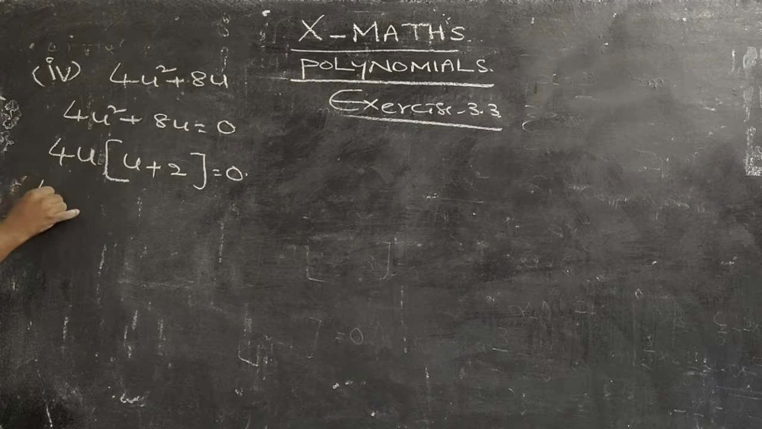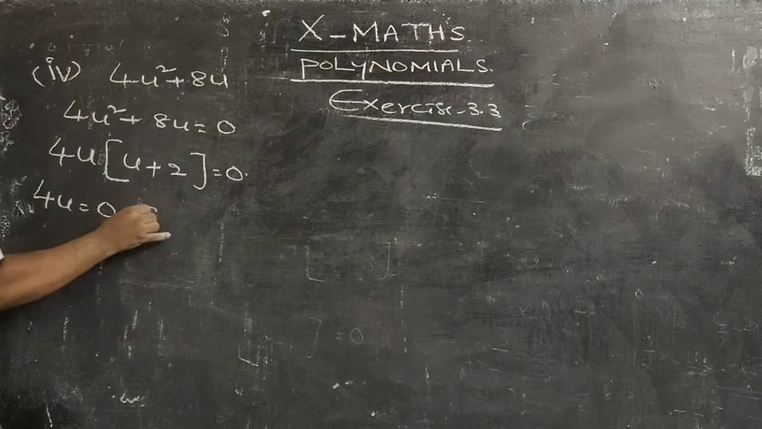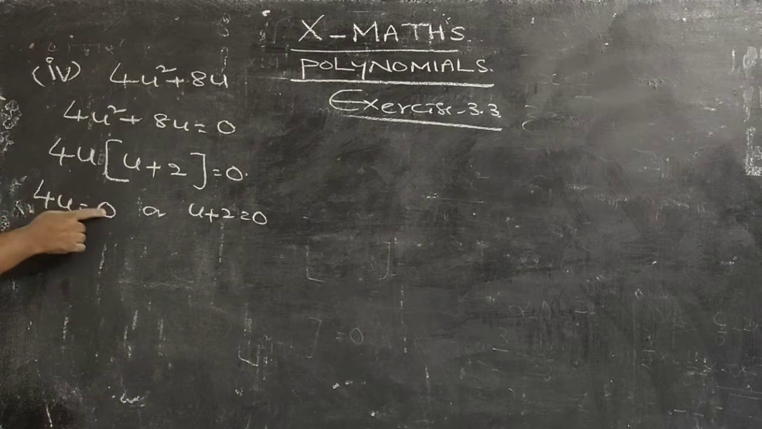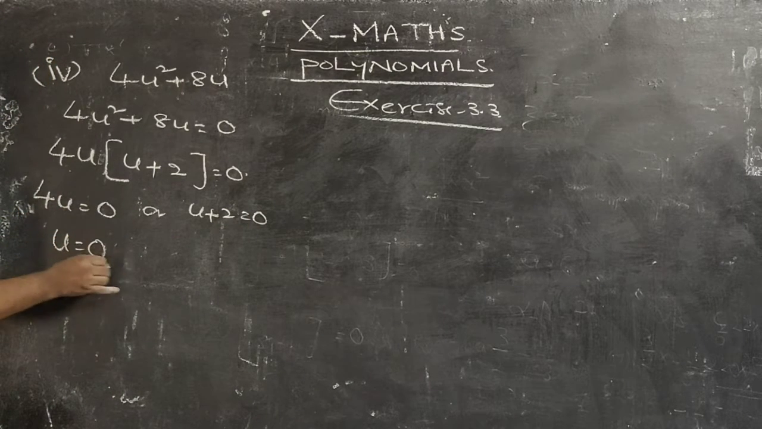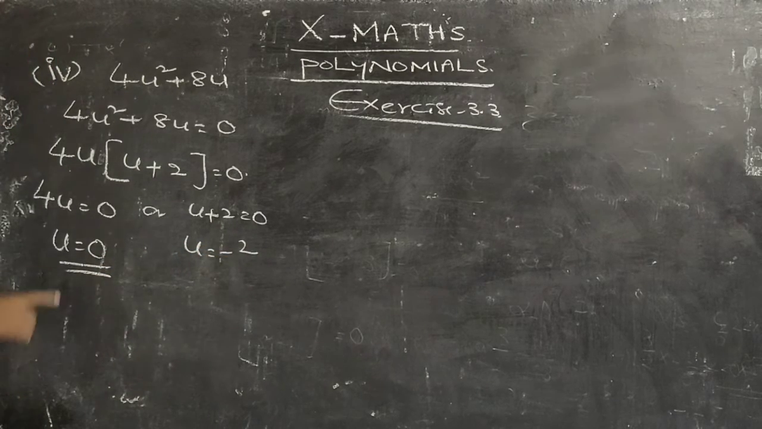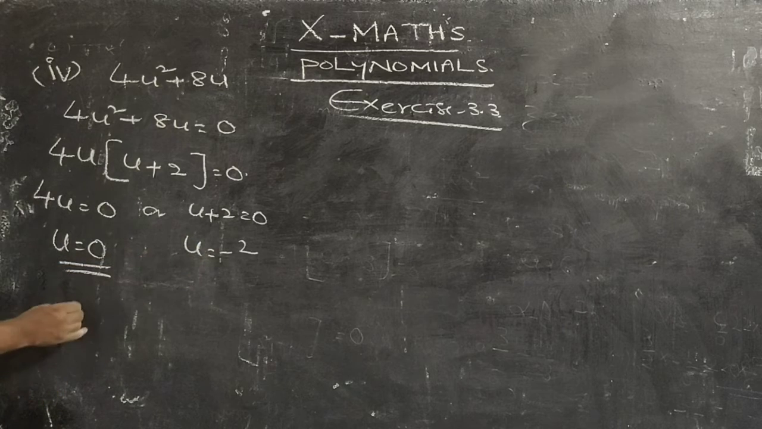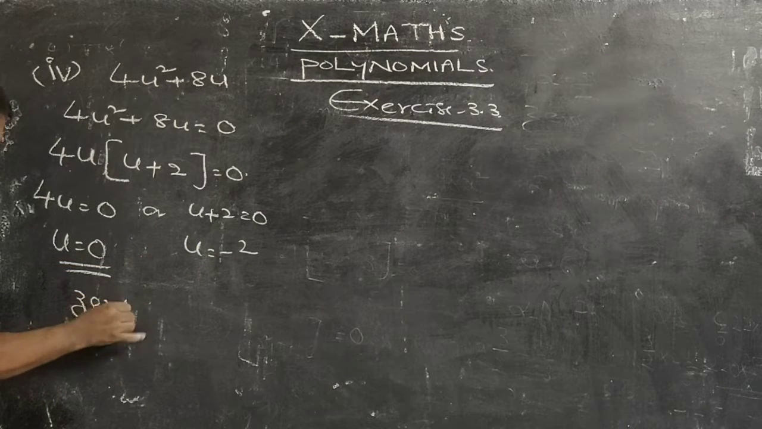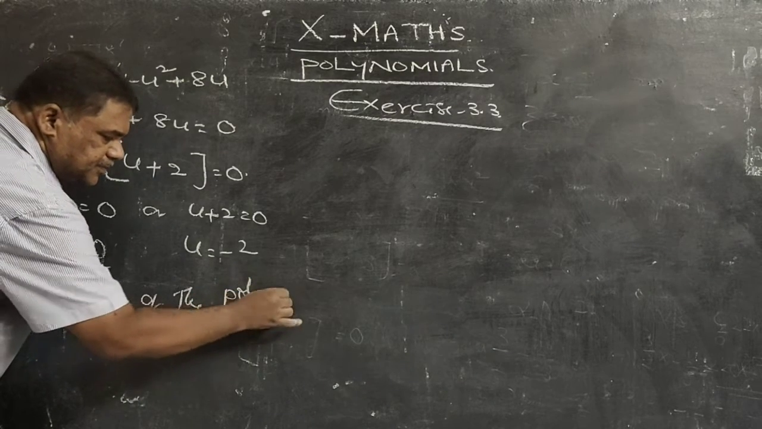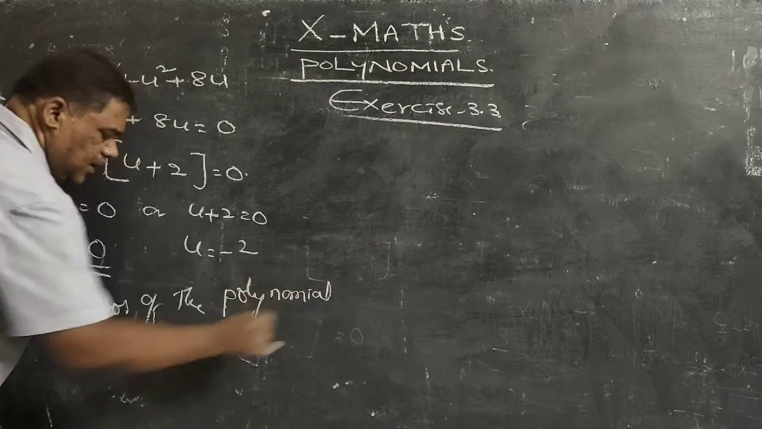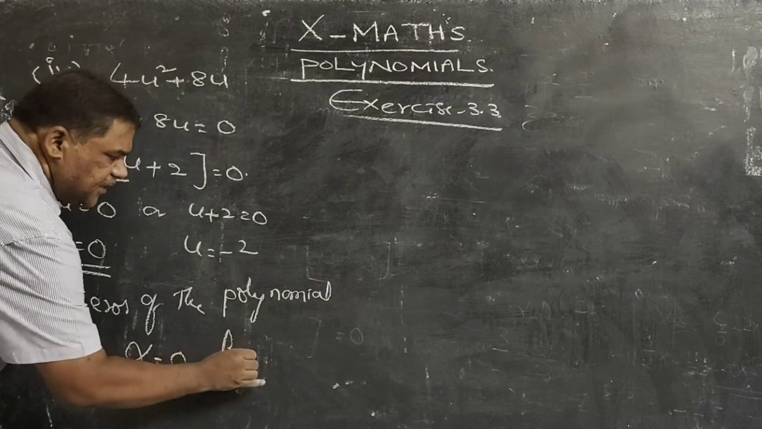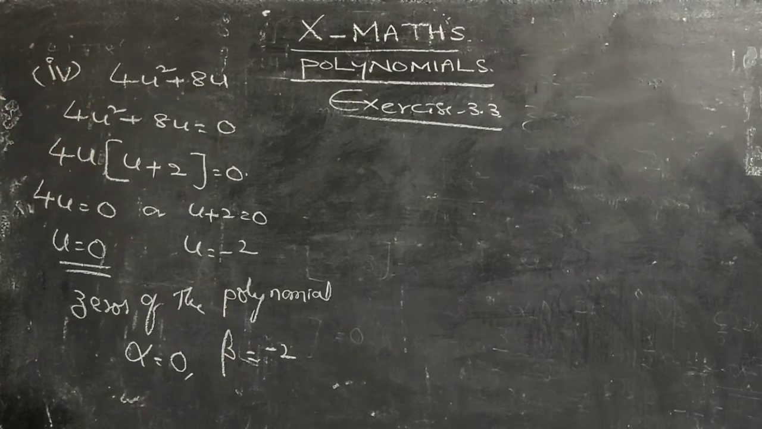Product of two numbers is 0, so either the first one is 0 or the second one is 0. Here 4 into u is equal to 0 means u value is 0. Here u value is minus 2. U is having two values, we call them zeros of the polynomial. One is represented by alpha, that is 0. The other is represented by beta, that is minus 2.